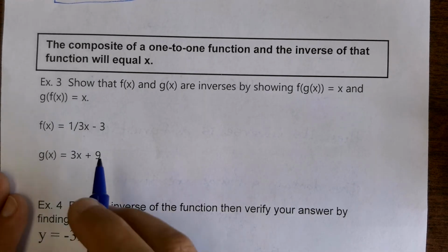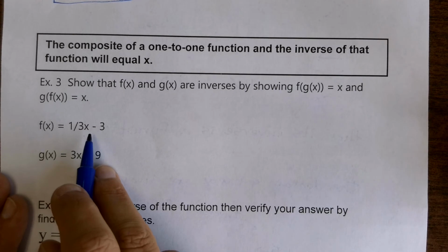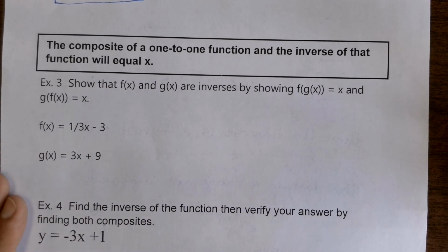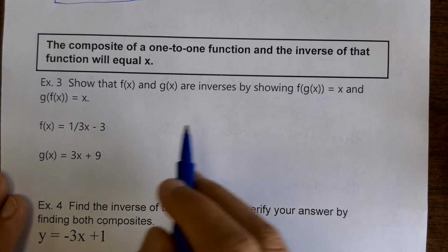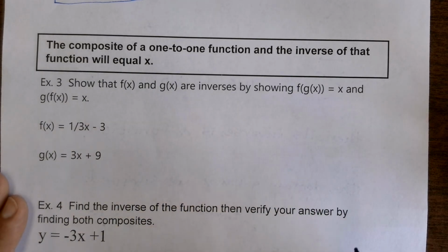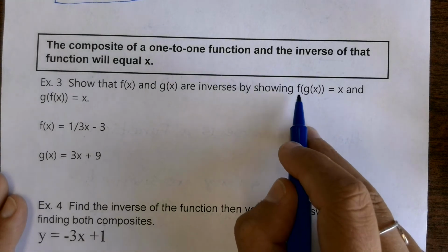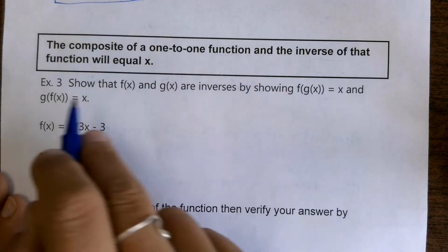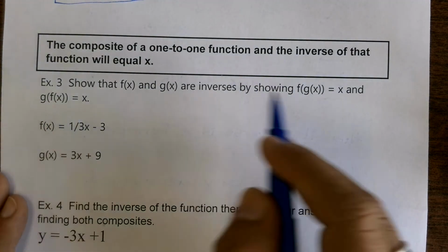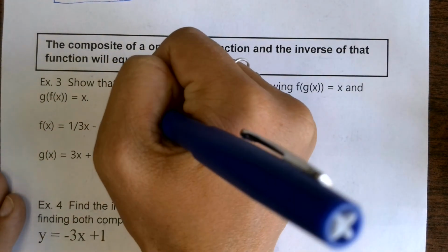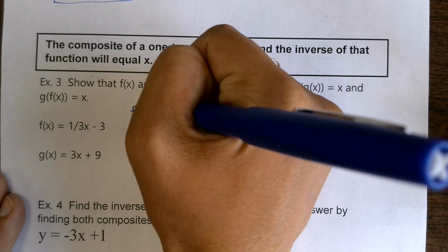So yes, you can start with this one and then find the inverse and see if it's g of x, but this is just kind of neat, and it does come into play a little bit, and also is a very easy way to check. You can kind of check in your head. But what should happen if they are inverses of each other is that when we take their composites, so when I find f of g of x, when I find g of f of x, I should get x both times. So let's start with f of g of x.